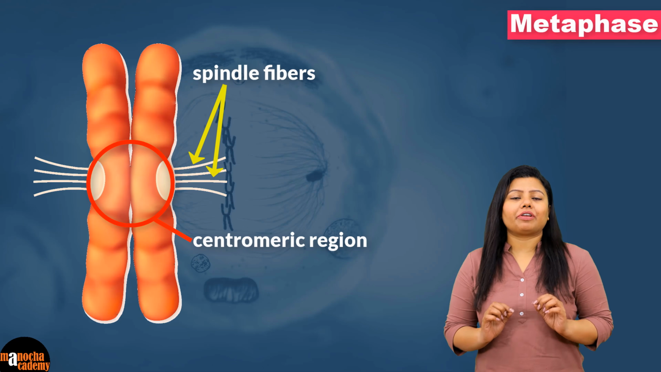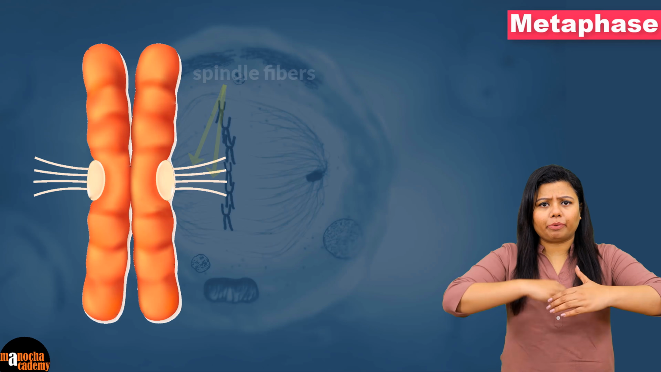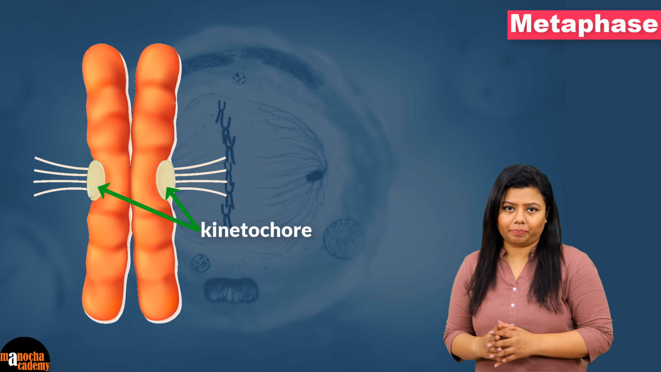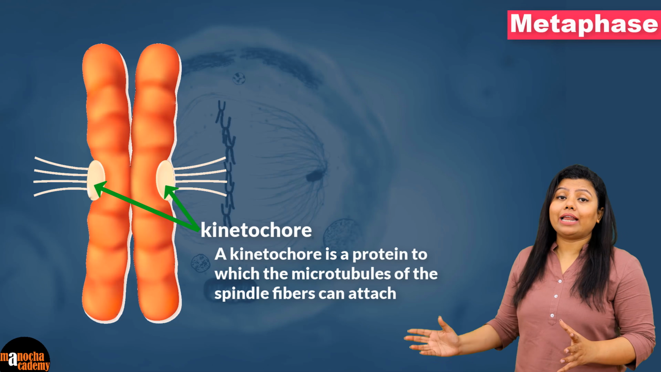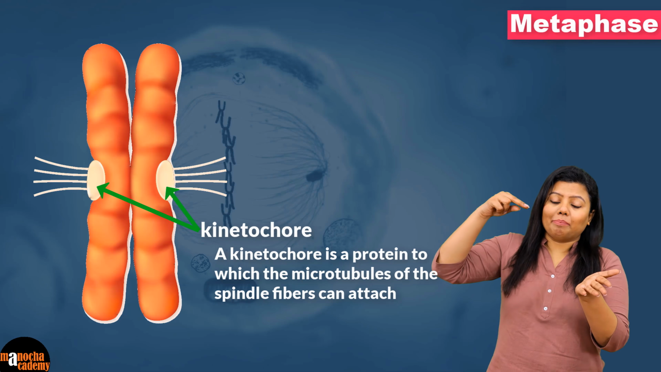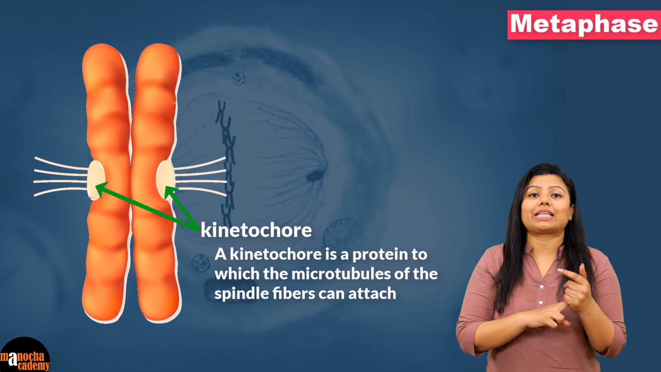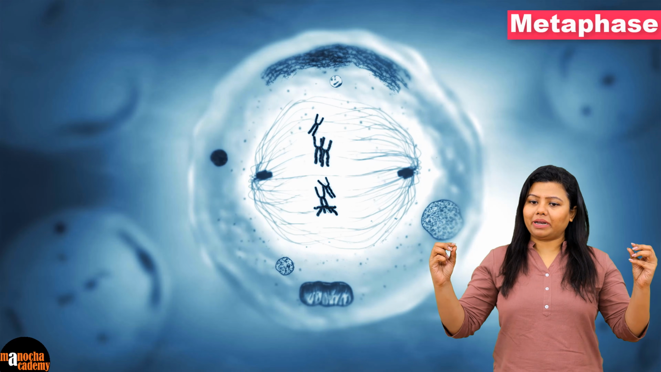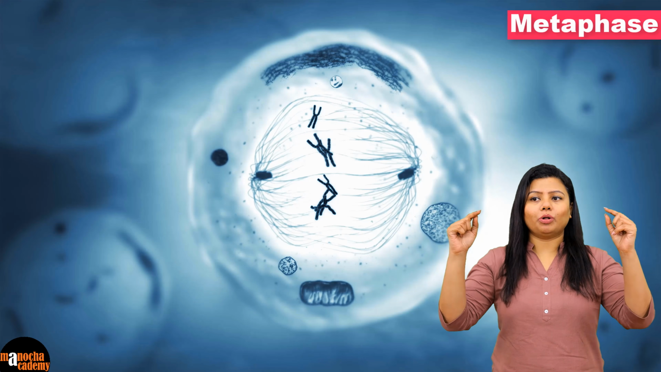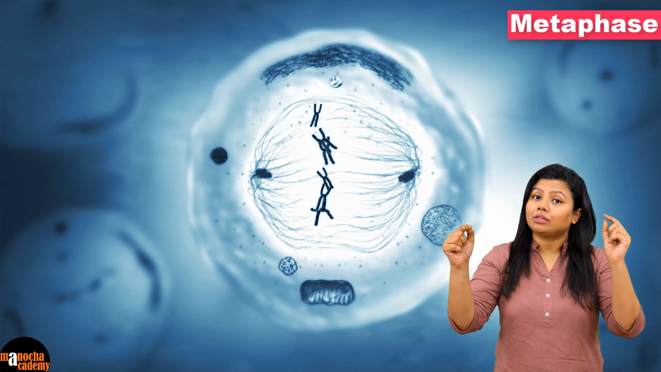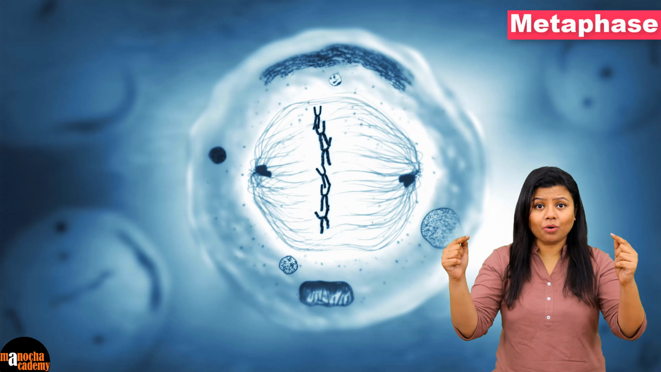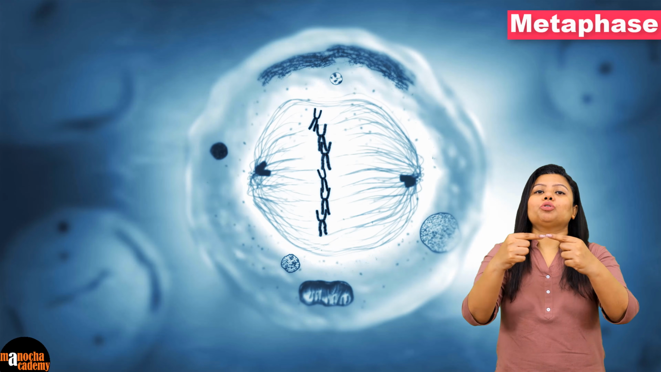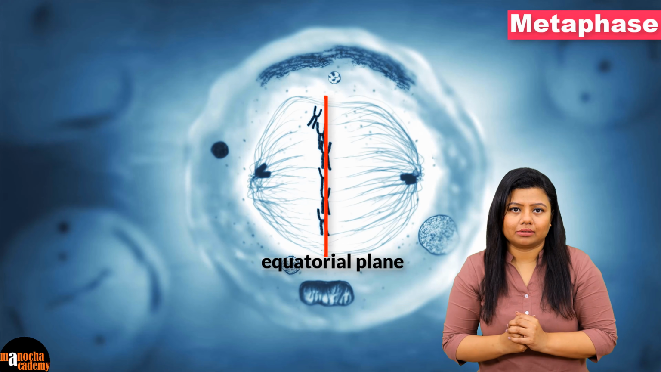Now at this centromeric region, the chromosomes contain a proteinaceous scaffolding which is known as the kinetochore. What is a kinetochore? A kinetochore is a protein to which the microtubules of the spindle fibers can attach. So, during the start of metaphase, the spindle fibers which are forming from the two poles attach to the centromeres. Now, they start coming together so that the chromosome comes towards the equatorial plane.